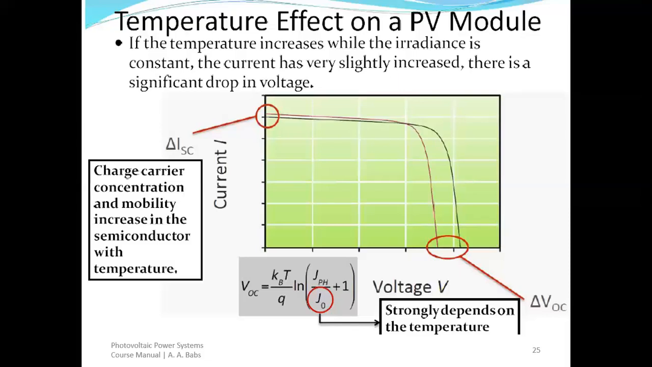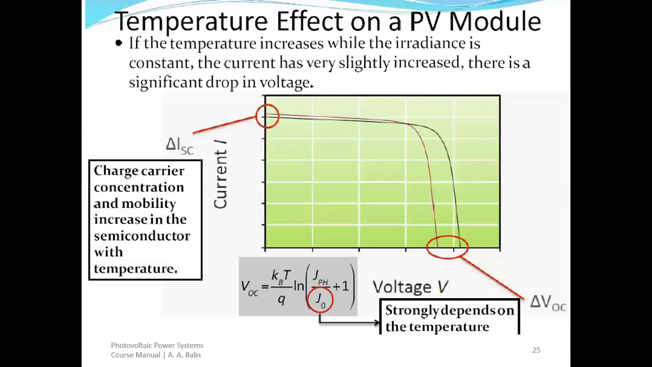So today we're going to talk about the effect of temperature on PV module. One of the first things you have to know is that as the temperature increases, the performance of the PV module drops. The efficiency of the PV module drops. So what is the cause of that?